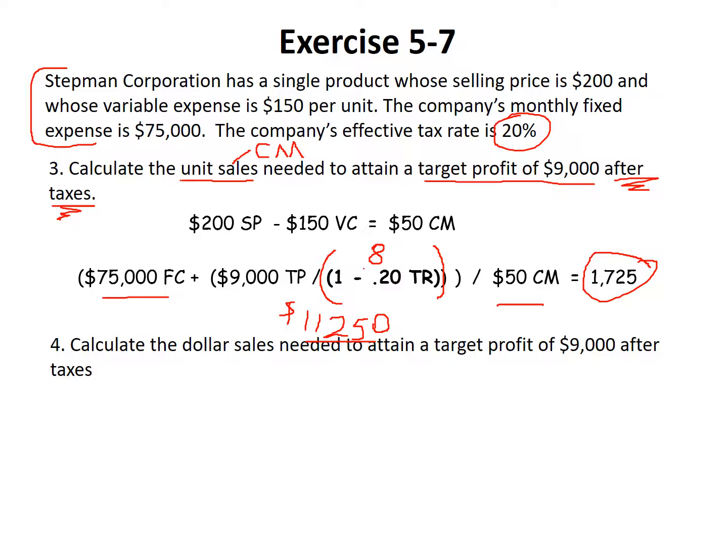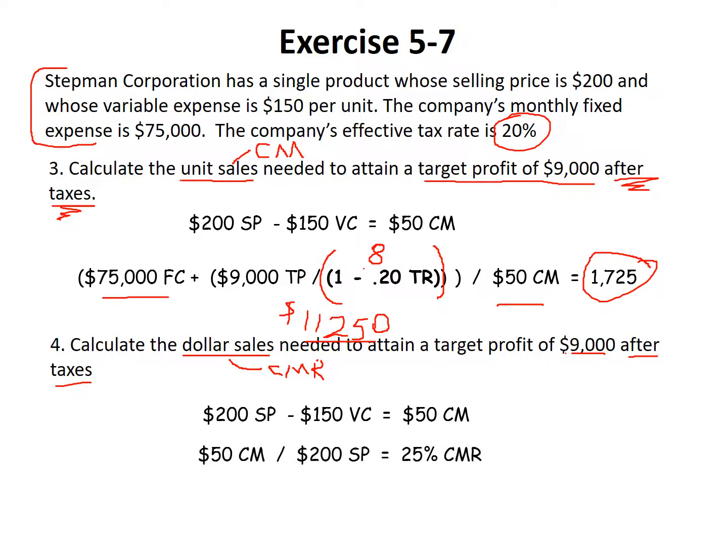In this case, the calculation is based upon dollar sales. And again, when we're talking about dollar amounts, dollar volumes, we're talking about the contribution margin ratio. Those are the sales needed to attain a target profit of $9,000, again after taxes. So the first thing we're going to do is calculate our contribution margin ratio. First we calculate our contribution, and then the contribution margin ratio, which is the $50 contribution margin divided by our sales price.